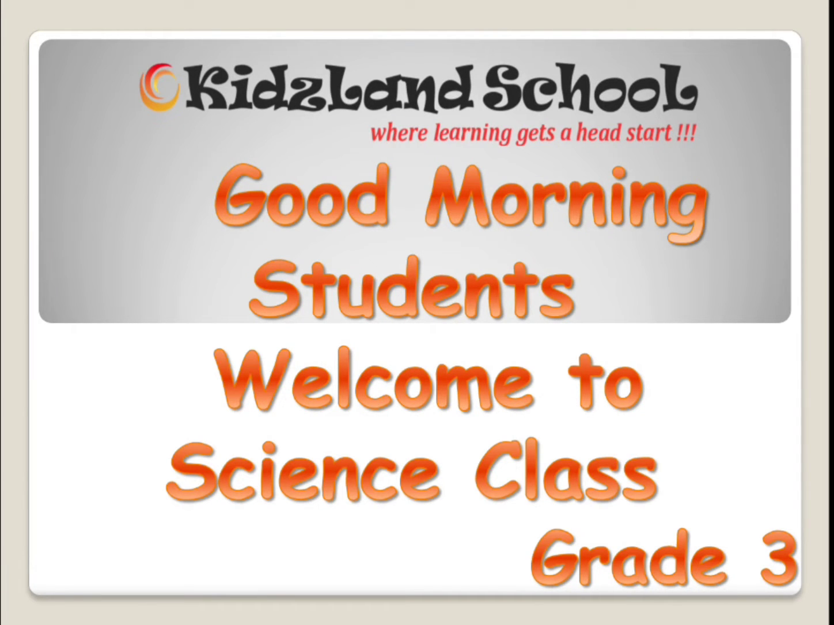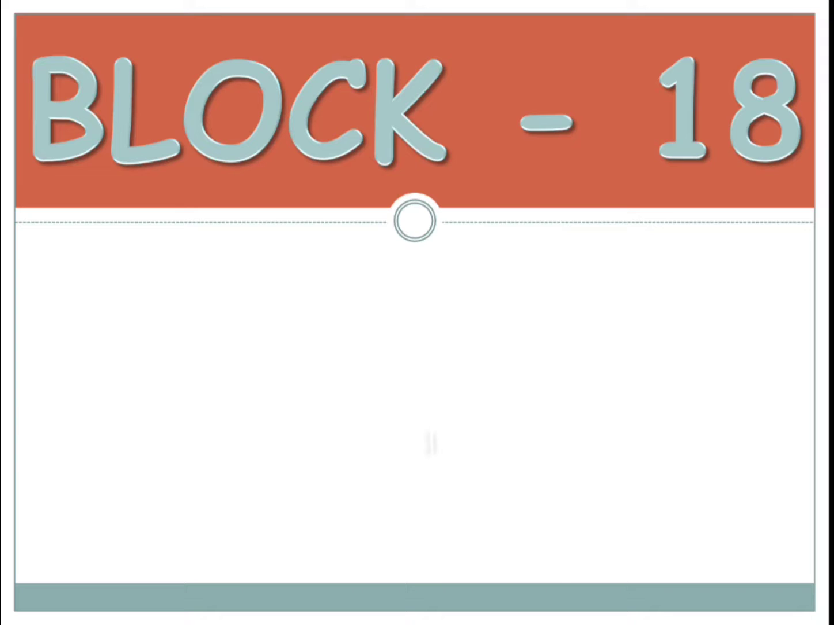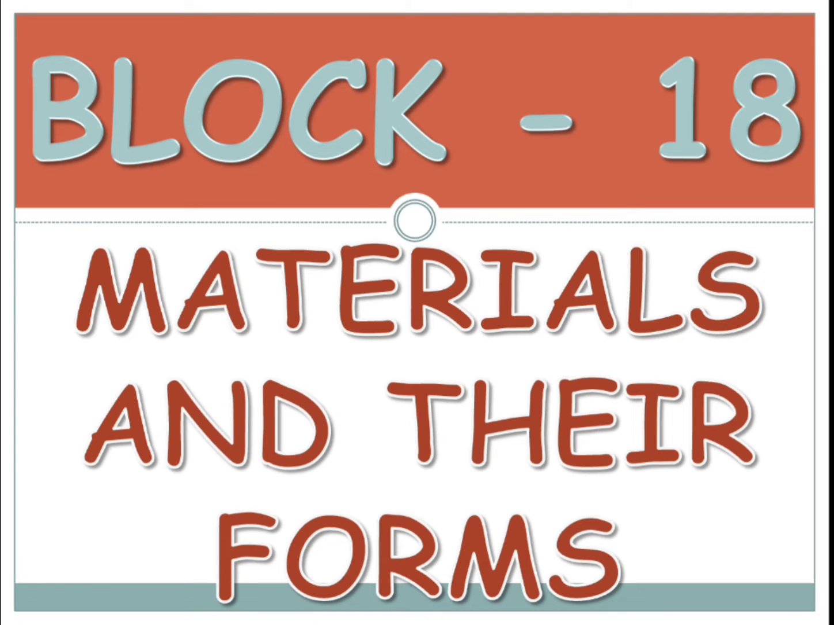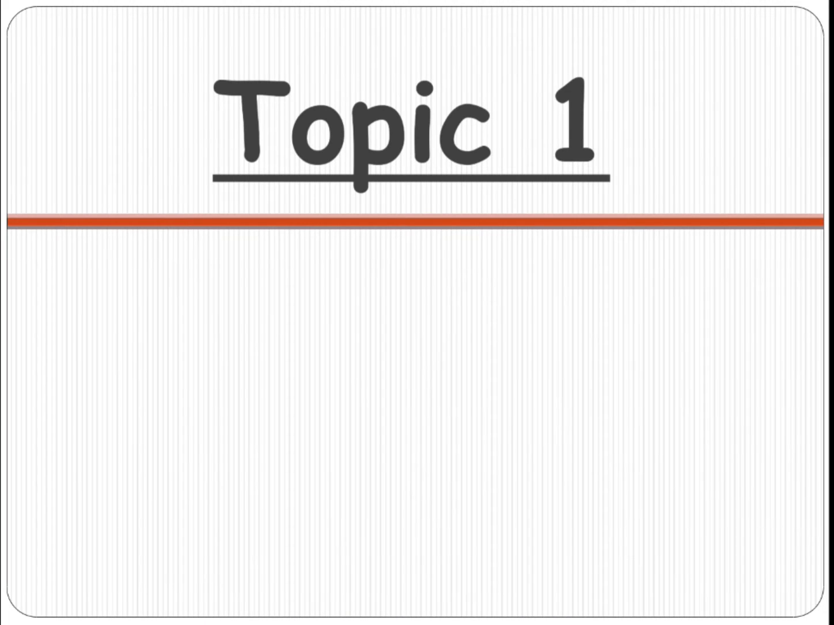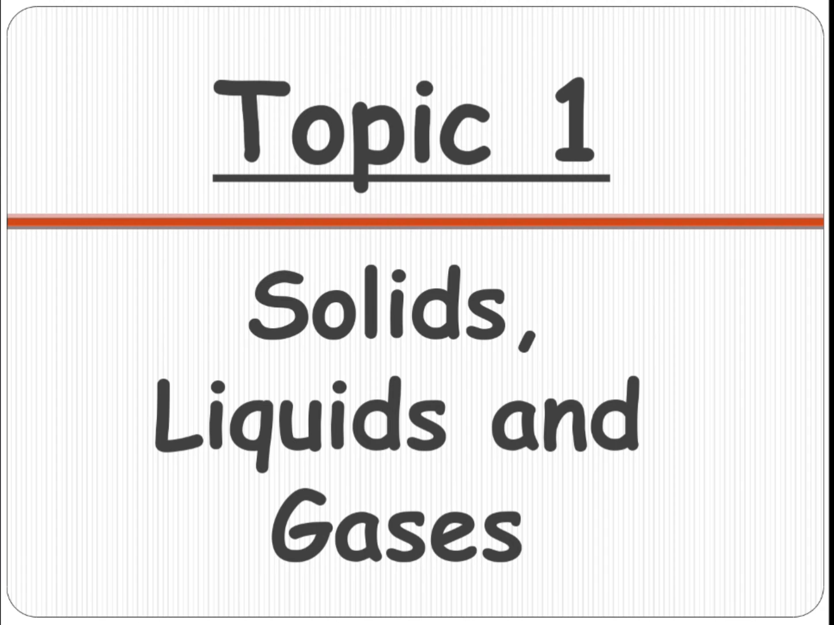So, in science, we have completed block 17, isn't it, children? So, let's start with block 18, which is materials and their forms. If you see around us, children, you can see three forms of materials, that is, solids, liquids, and gases. So our first topic is solids, liquids, and gases.